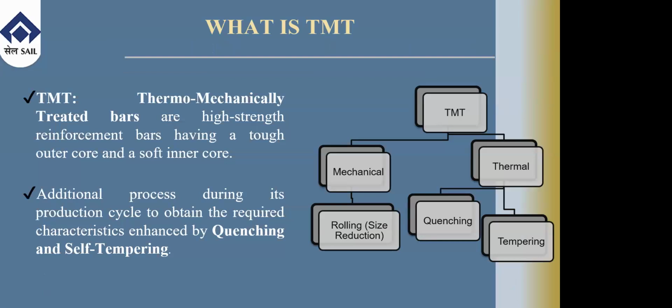Who will not know that TMT is thermomechanically treated bar. As the name suggests, there are two kinds of terms, that is thermal and mechanical. The mechanical means rolling size reduction, but the thermal has two additional processes, that is quenching and tempering, which provide the TMT such a kind of structure that its outer core will be tougher, it will have a higher strength, and the inner core will be softer. So it will give the perfect combination of strength as well as ductility.